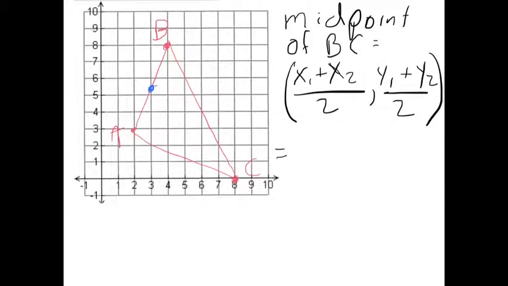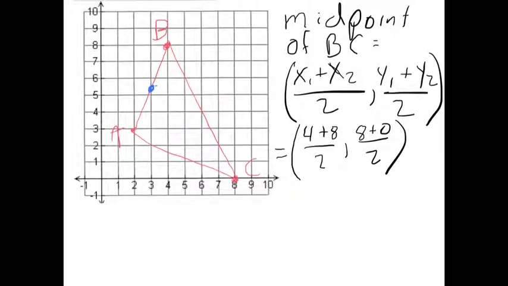In a similar fashion, to find the midpoint of BC, we're going to take the x and the y coordinates of B and C, and we're going to average those as well. So x1 plus x2 is going to be 4 plus 8 over 2. And the y values added together are going to be 8 plus 0 over 2, which shouldn't be too hard to do.